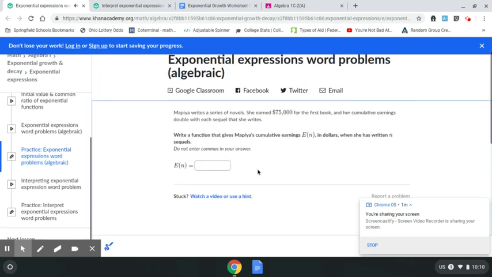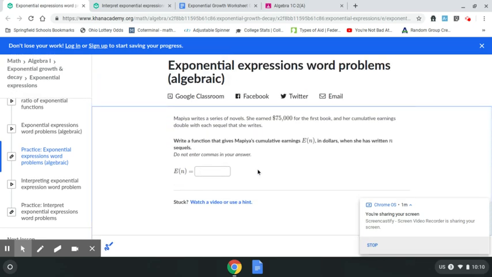How about the next one? Mapaya writes a series of novels. She earns $75,000 for the first book, and her cumulative earnings double with each sequel that she writes. Write a function that gives Mapaya's cumulative earnings, E of n, in dollars when she's written n sequels. Do not enter commas in your answers.